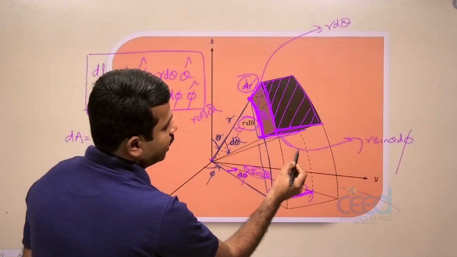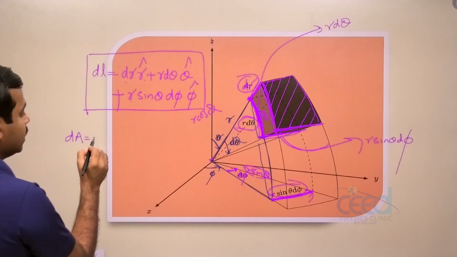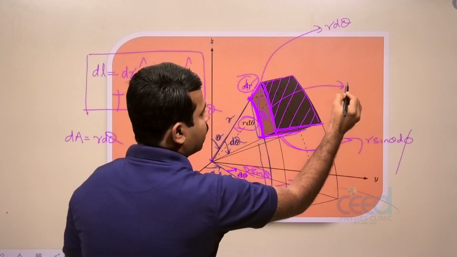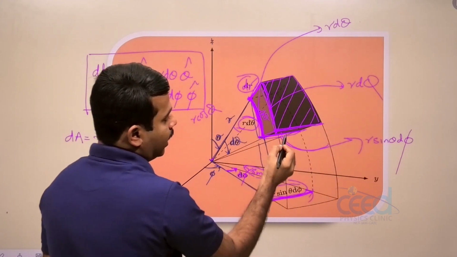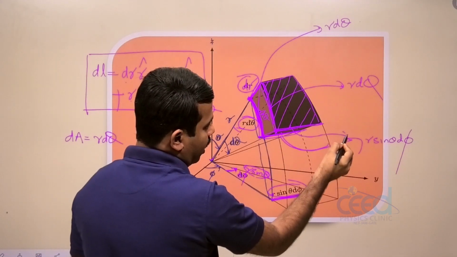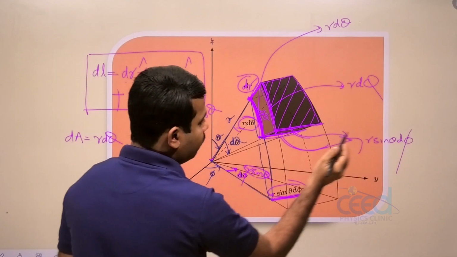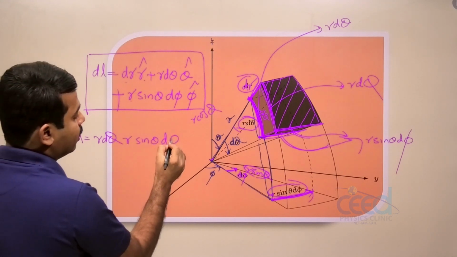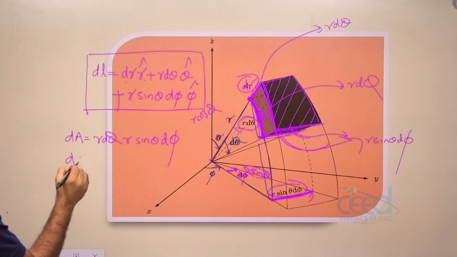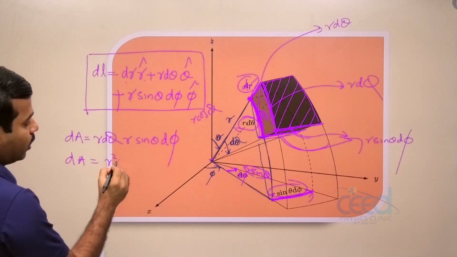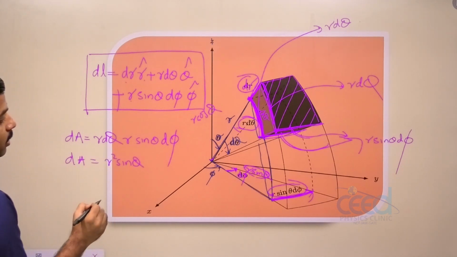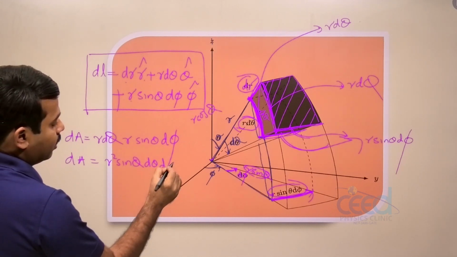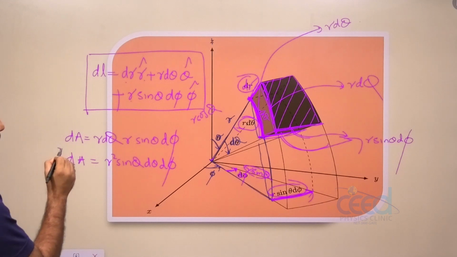So that means this length into this length: r d theta into, this is r d theta, and this is r sin theta d phi. Then what is dA? dA is equal to r square sin theta d theta d phi, right.